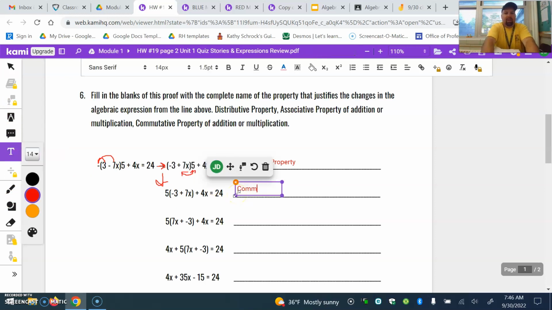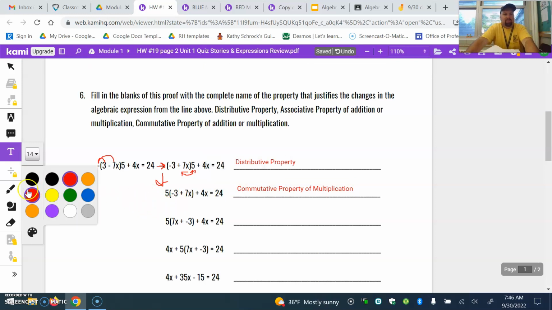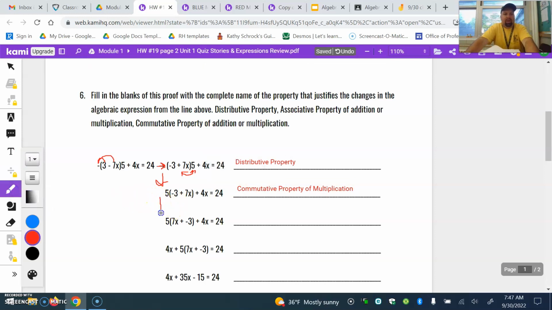Commutative property. Now, there's no math symbol in between the 5 and the parentheses, so hopefully you remember it's multiplication. You only have 2 choices, multiplication or addition, so that one's clearly multiplication.